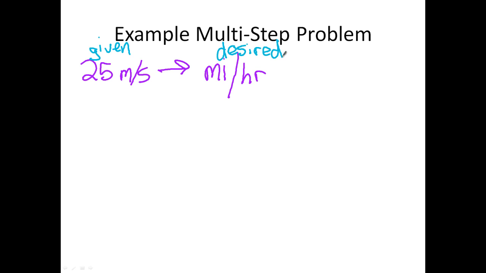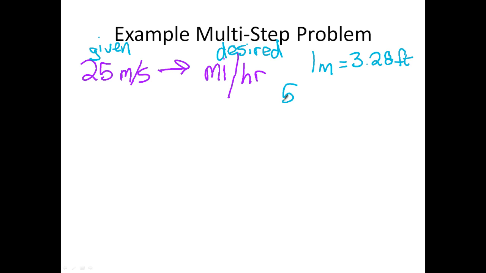And what's the next step we have to do? We have to identify some conversion factors. Now, there are probably a little more shortcuts in your book, but I want to make this a multi-step problem, so I'm going to give you these conversion factors. I'm going to give you that 1 meter equals 3.28 feet.